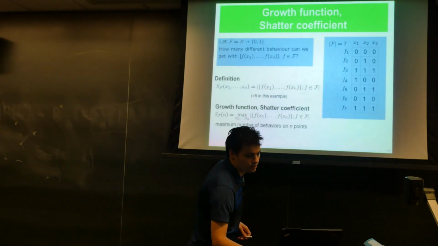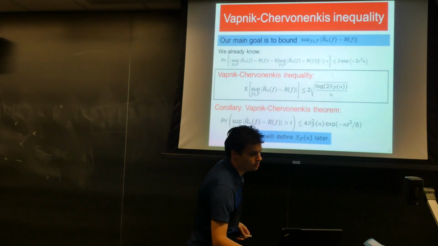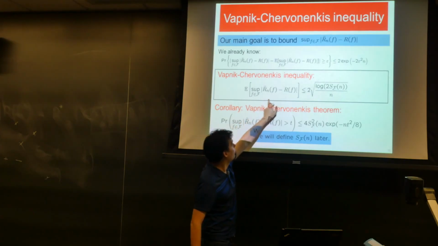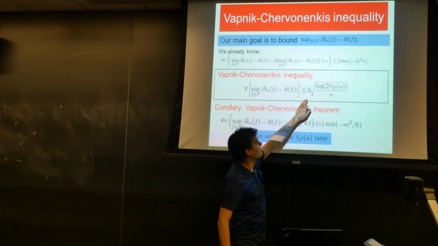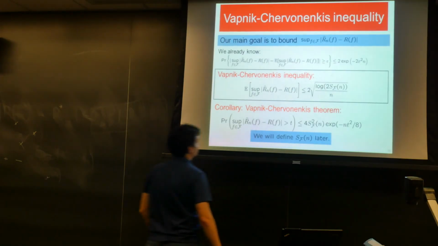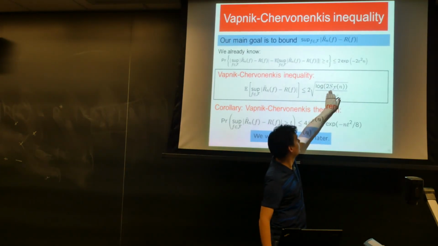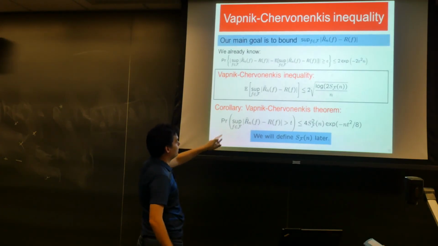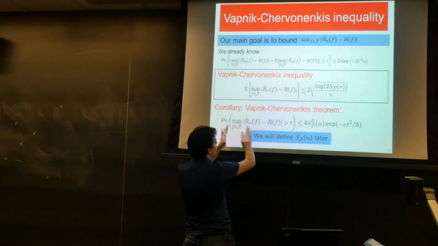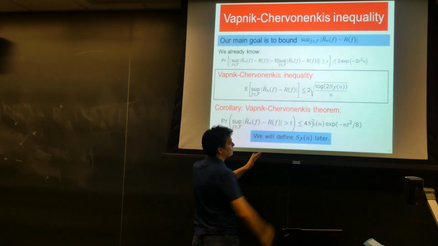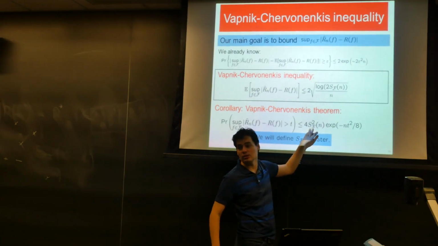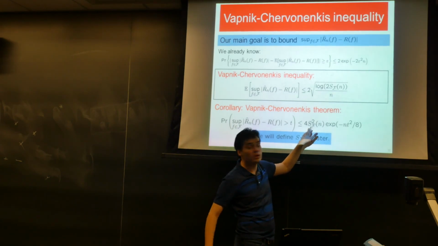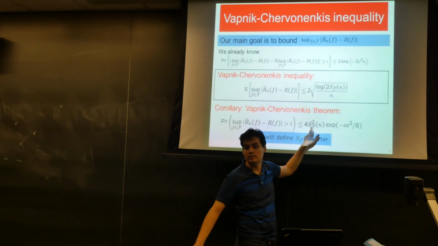So let's come back to the theorem that we proved here. We had this theorem that the expected value of the supremum we care about could be upper bounded with the square root of 2 times the logarithm of the shattering coefficients divided by n. And another corollary was that the probability that this supremum is bigger than t could be upper bounded with this expression. Again, this expression depends on the shattering coefficients. And what we are going to do now is upper bound these shattering coefficients with the VC dimension.